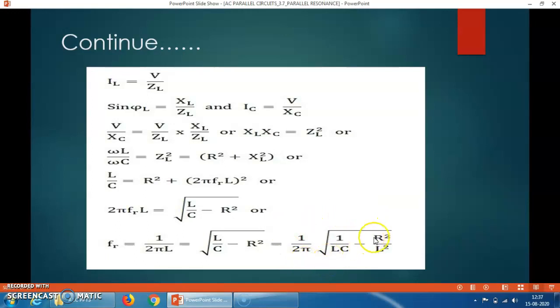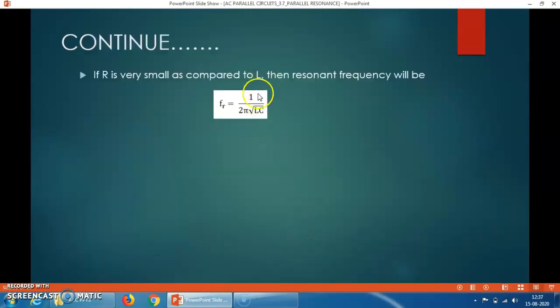Now if the resistance is very small compared to the inductor, then this term becomes negligible, equal to 0. So FR is equal to 1 upon 2 pi root LC, exactly similar to the series circuit.